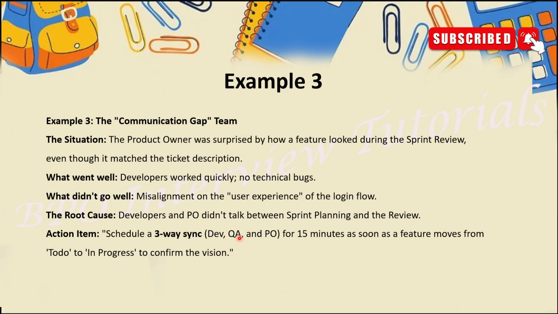Now what can be the best solution here? Action item: schedule a three-way sync, which means developer, QA and PO, for 15 minutes, so that they can show what progress is going on. They can take a confirmation over the call. This is one thing they can do in order to have a proper solution.